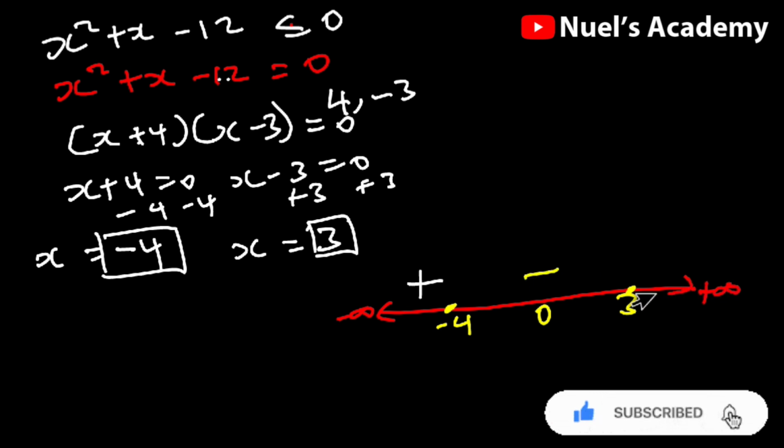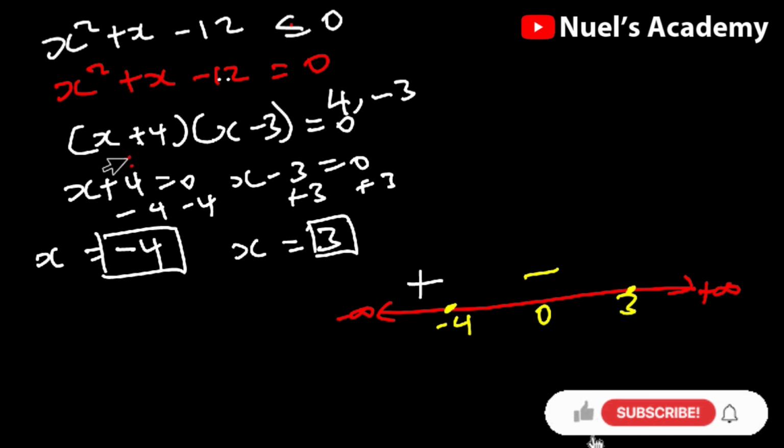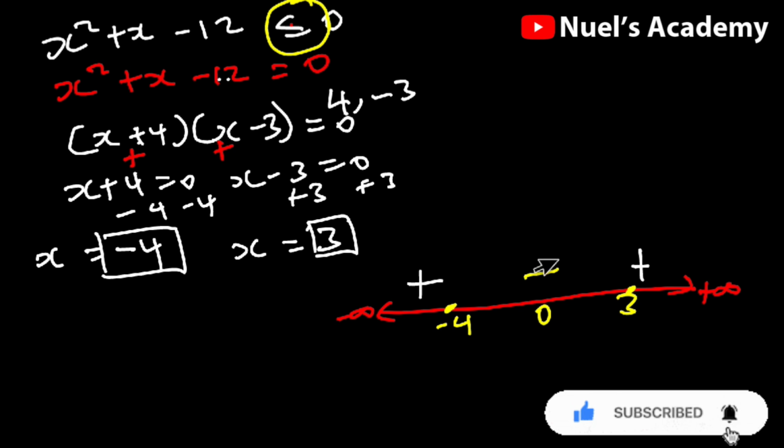So let's pick a number between 3 and infinity. Let's pick 10. So 10 plus 4 is a positive value. Then 10 minus 3 is also a positive answer. So positive times positive is positive. Now we have 2 positive regions and 1 negative region. But if you look at this question, the sign we are solving is less than or equal to 0. So we're going to pick the negative region here, because if it's positive then it will be greater than or equal to 0, but this is less than or equal to 0.